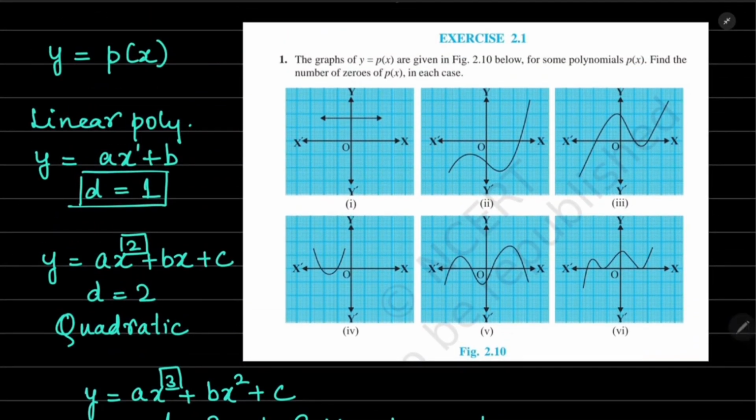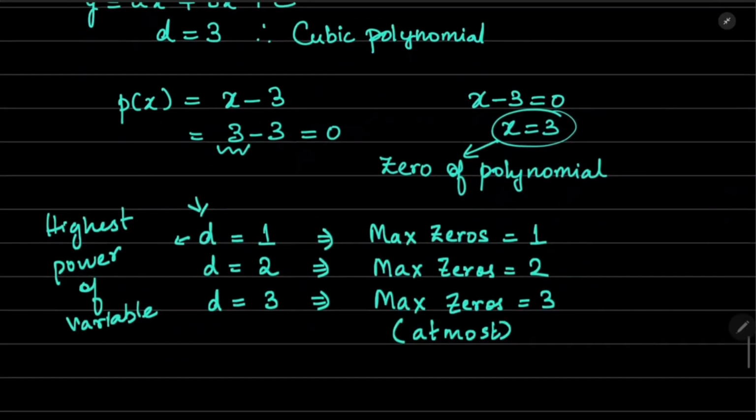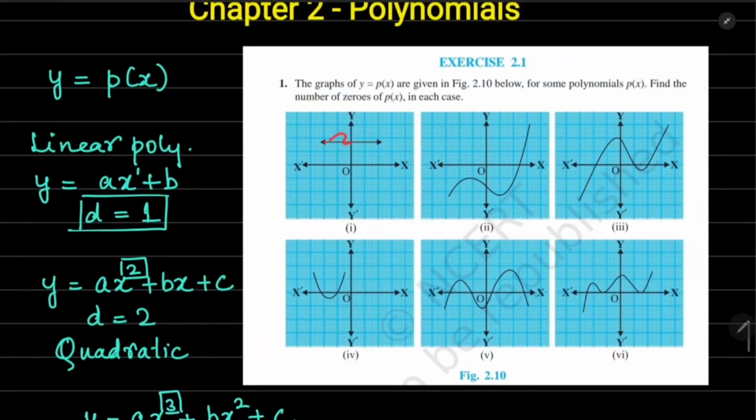Now in this question, always remember, you have to find the number of zeros. What do you mean by number of zeros of p of x? That means the number of values of x that can make p of x 0. Whenever you see these graphs, they are polynomials given in the graphical form. In order to find the number of zeros of p of x, you have to see at how many points the graph cuts the x-axis.